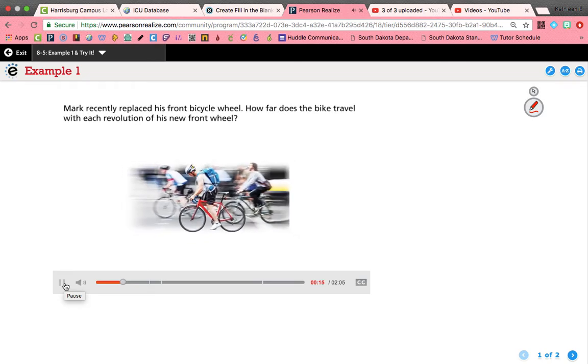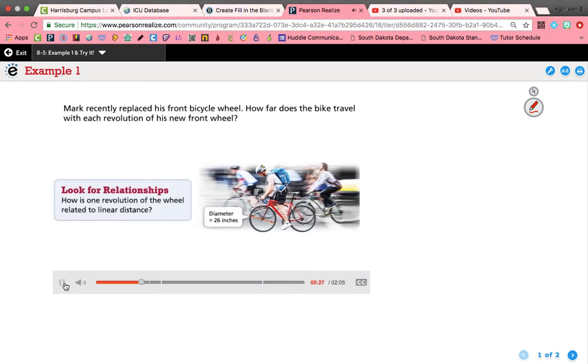Mark recently replaced his front bicycle wheel. How far does the bike travel with each revolution of his new front wheel? The diameter of the wheel is 26 inches. How is one revolution of the wheel related to linear distance? It says if you could take this wheel and open it up into a straight line, how long would that line be, is what it's asking.